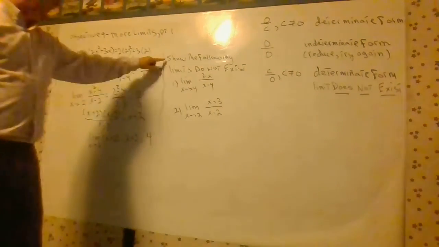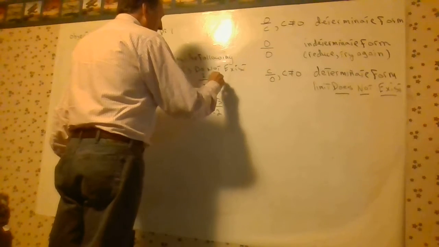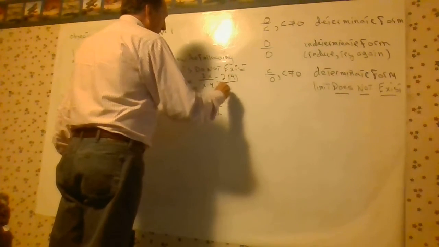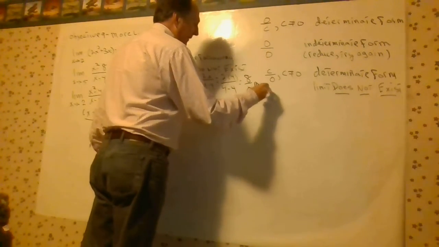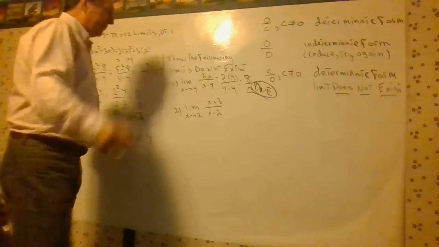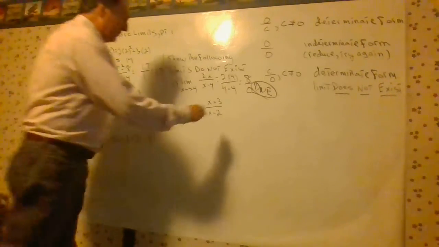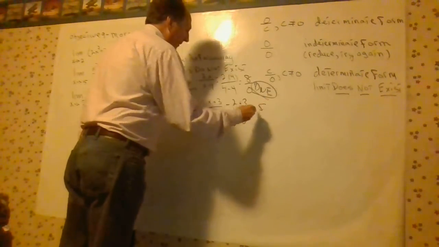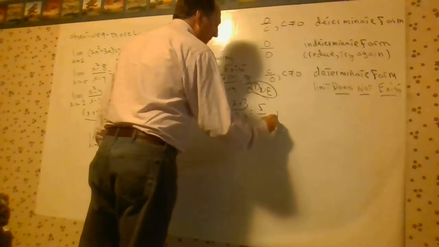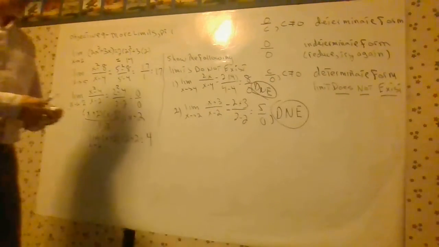And here are a couple of examples. Show the following limits do not exist. Limit as x approaches 4 of 2x over (x minus 4). We get 2 times 4 over 4 minus 4, 8 over 0. That limit does not exist. End of story. We can go no further with that. Limit as x approaches 2 of (x plus 3) over (x minus 2). We get 2 plus 3 over 2 minus 2, 5 over 0. Limit does not exist. End of problem.